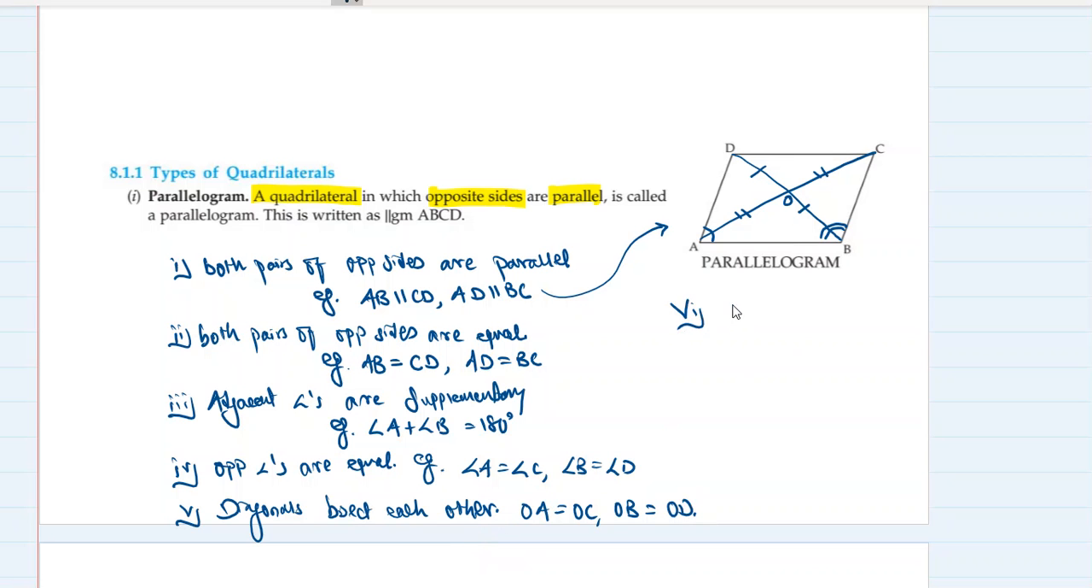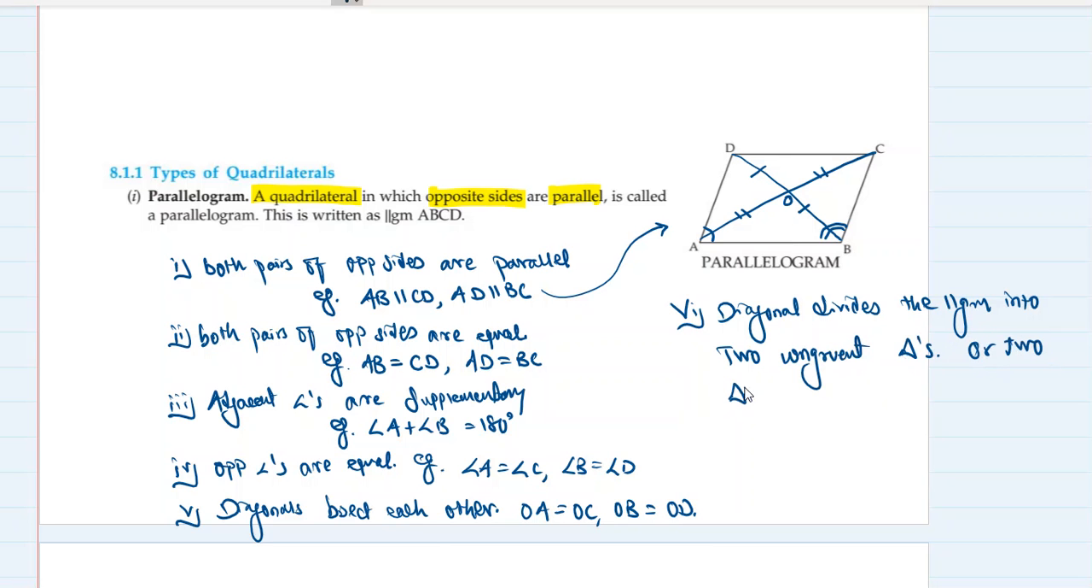The sixth property is that each diagonal divides the parallelogram into two congruent triangles, or two triangles of equal area. Diagonals divide the parallelogram into two triangles of equal area or two congruent triangles.